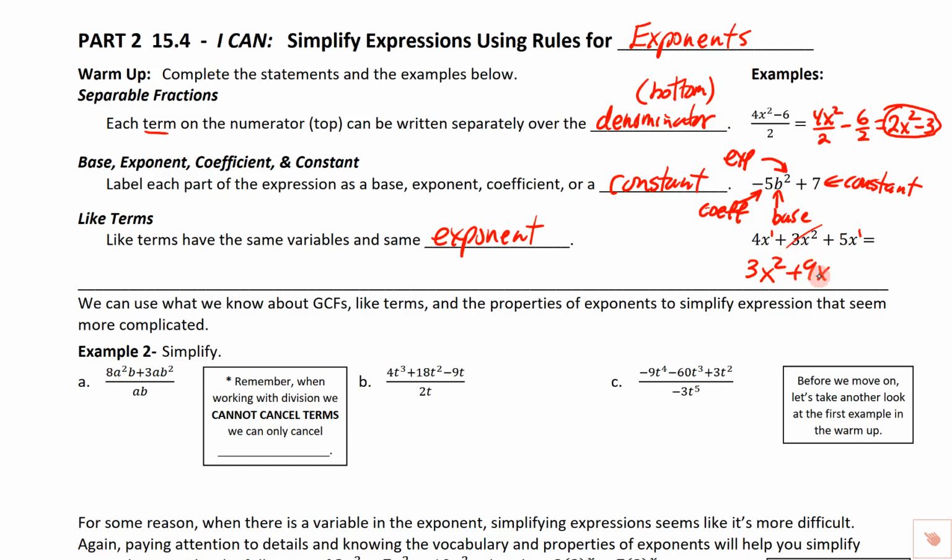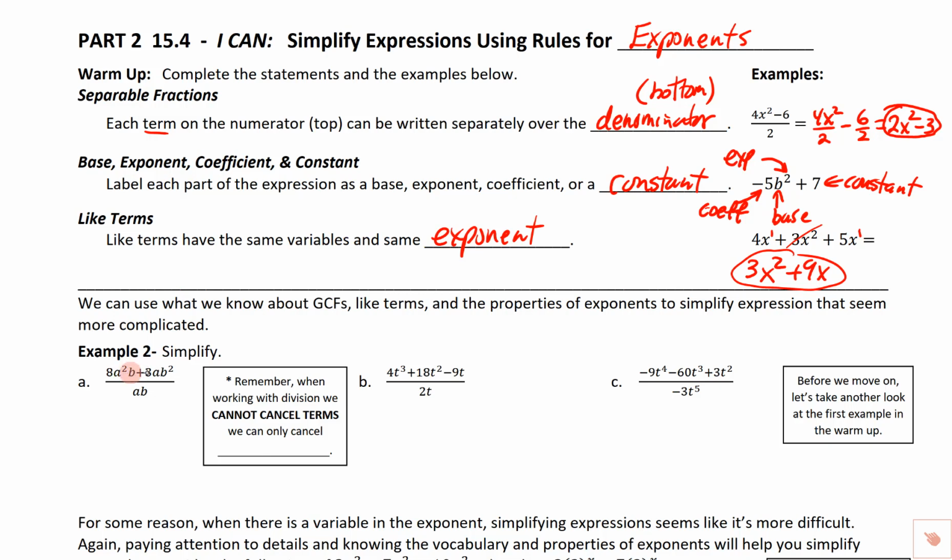Now there's nothing terribly taxing about this one. This is a pretty easy one. You've seen stuff like this before. But we want to be able to use these properties and these ideas in settings that look a little bit unfamiliar. So we're going to come down here and we're going to use what we know about greatest common factors, GCFs, like terms and properties of exponents to simplify expressions that are a bit more complicated than the ones that we've seen before. So this is example 2.